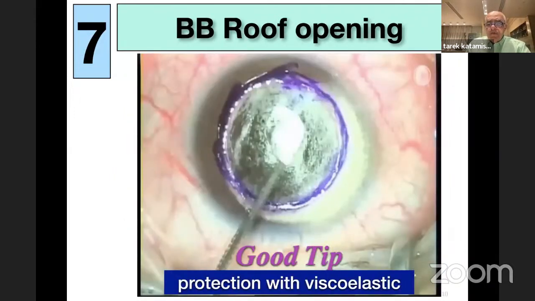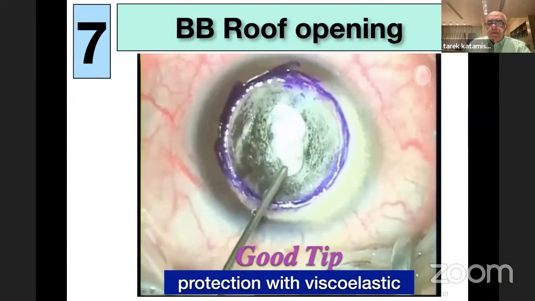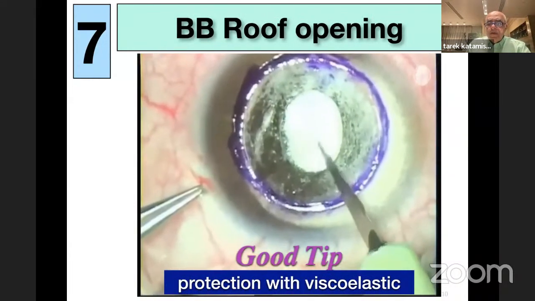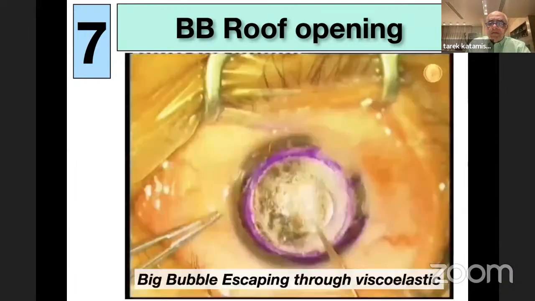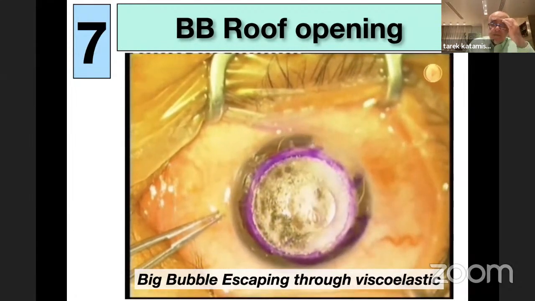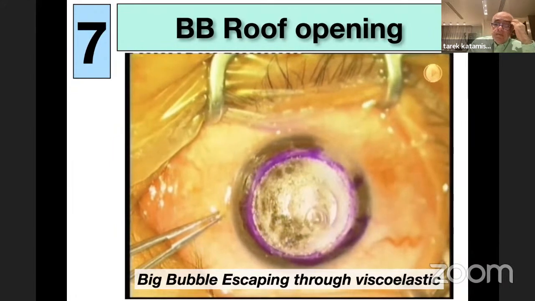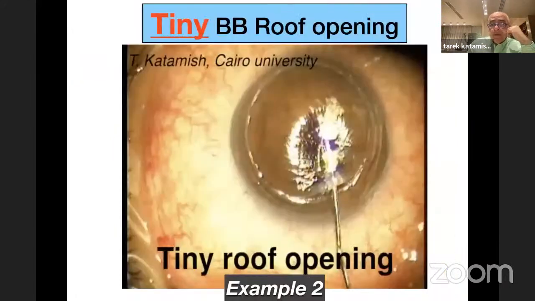Another very useful tip is we can put a cohesive viscoelastic over the stroma. This will make a very safe big bubble roof opening. Another example, putting cohesive viscoelastic over stroma, you can make the opening safely, and you can withdraw your hand before you damage this membrane.